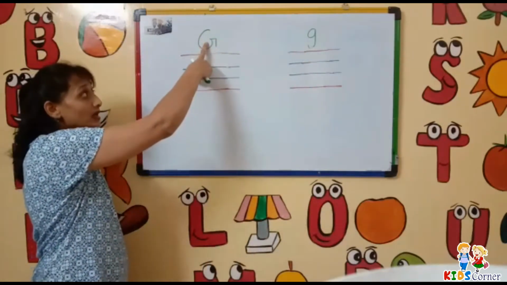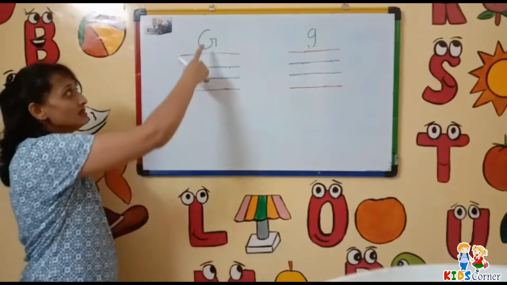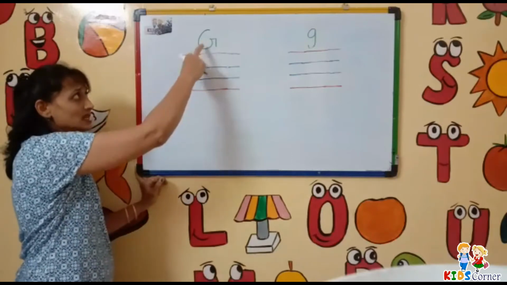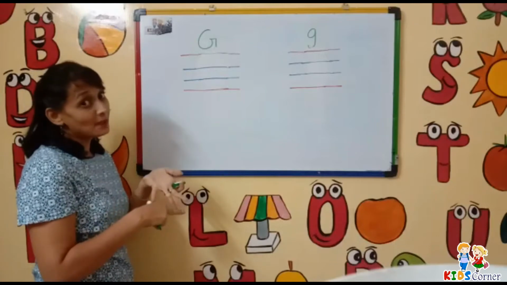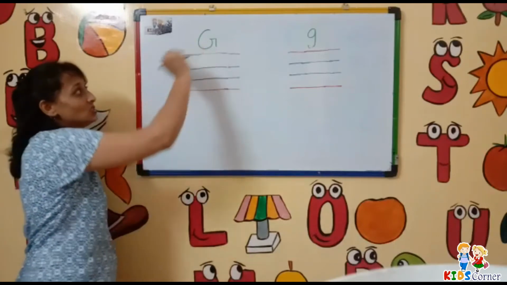Capital G you already know, because you have all learned it in nursery. But still we'll just revise it once. So this is G. Okay, what does G stand for? You know? G stands for girl, G stands for grapes and G stands for gorilla. So let's start with G.